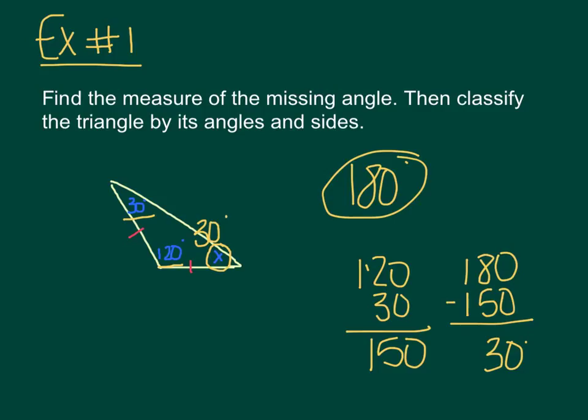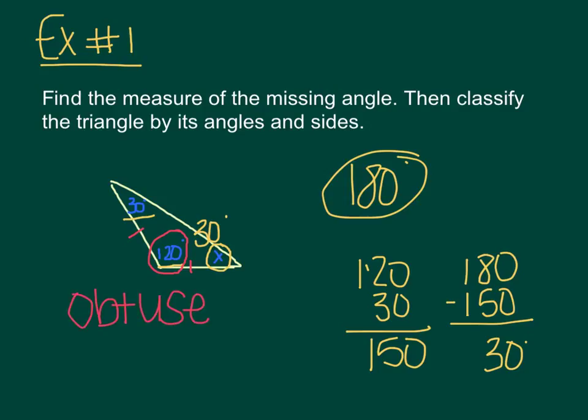Now let's label this triangle. So I see right here that this is an obtuse angle. It's greater than 90. So even if you have just one that's obtuse, it automatically makes your triangle an obtuse triangle.